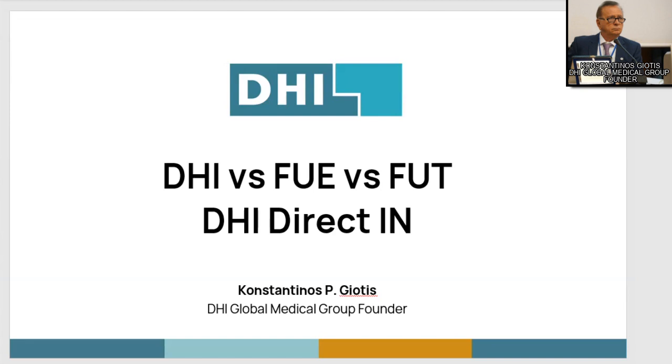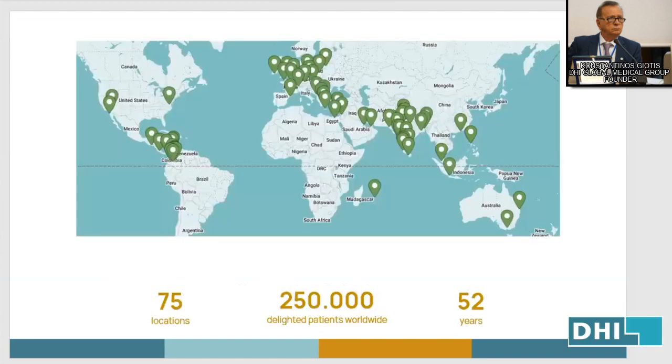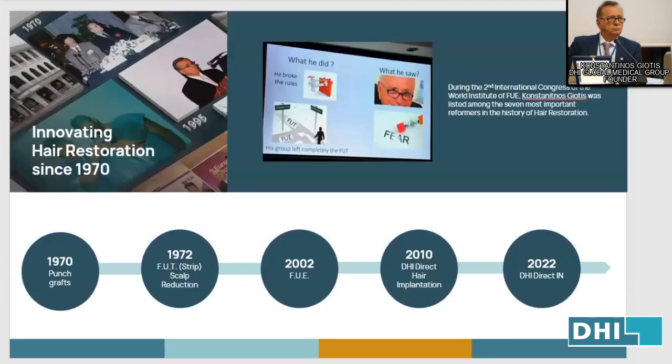Now, my topic of the day is DHI versus FUE versus FUT. But let me take 1 minute to mention that before the FUT, that you all know, the strip surgery, it was the punch grafts in the early or late 60s. Then we moved on to FUT and then to FUE.